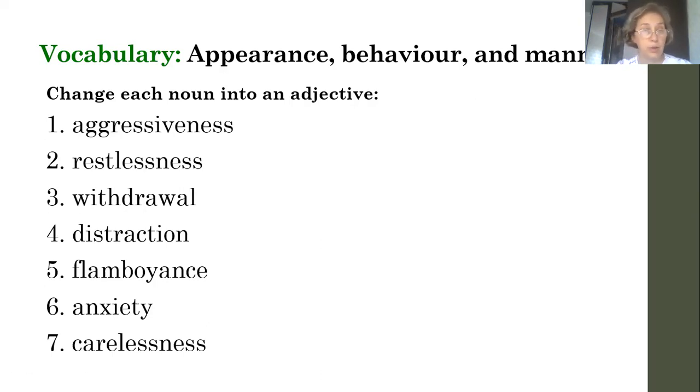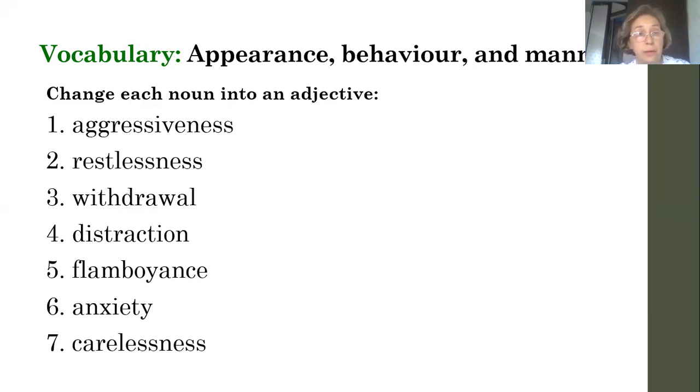Well, let's check what we've written. Shema, hello? Shema, are you here? Shema. Yes, I'm here. So can you read all the adjectives?